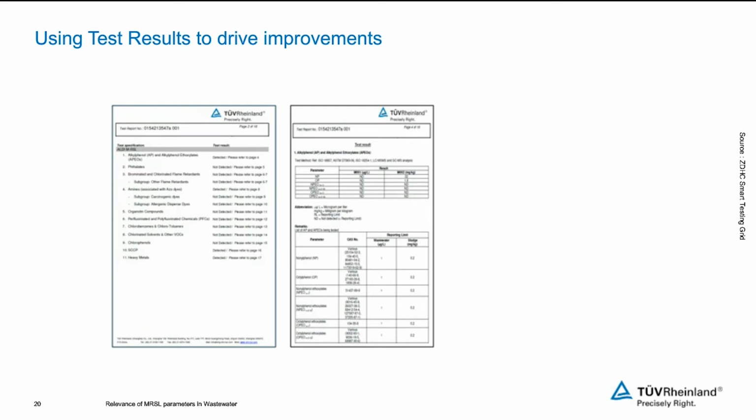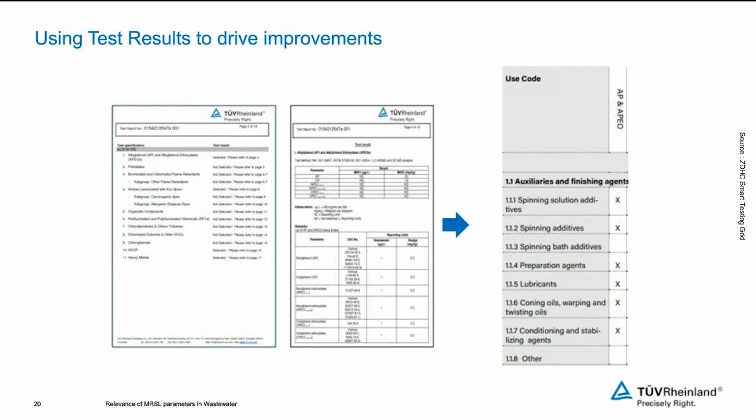Let's take an example to see how a test report can be used to drive improvement. Here we see APOs being detected. The next step could be that the factory utilizes the MRSL smart testing grid to look for chemical types that may contain APOs. Thereafter, check within the chemical inventory to understand if those chemicals are MRSL compliant and that they are being used as indicated in the safety data sheet and technical data sheet.